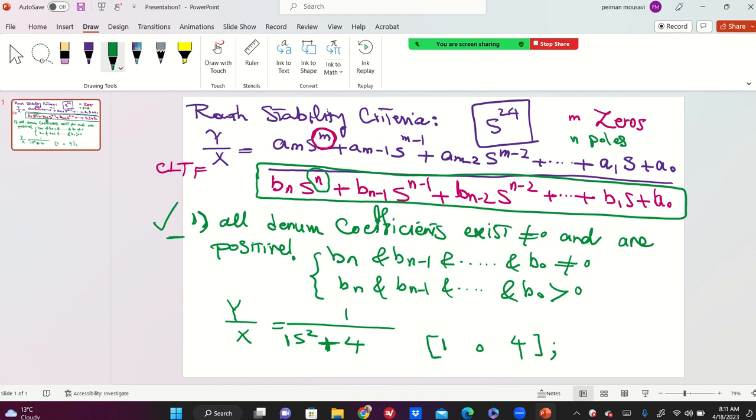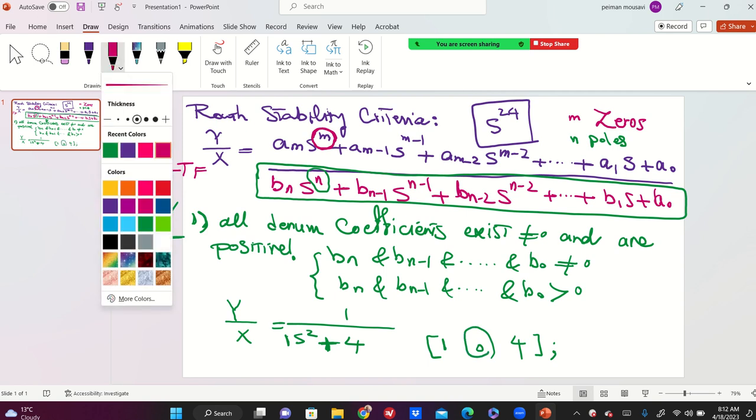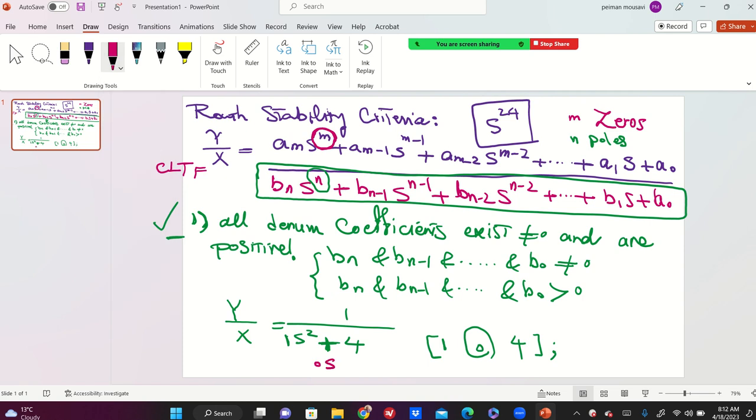Read this. Stable or unstable? Okay, read this again, all of you. Stable or unstable? Yes. A 0. I said none of them must be 0. None of them must be 0. So here you are missing the s term. One of the coefficients here is 0, guys. So it's unstable, which in this case is marginally stable. Remember?